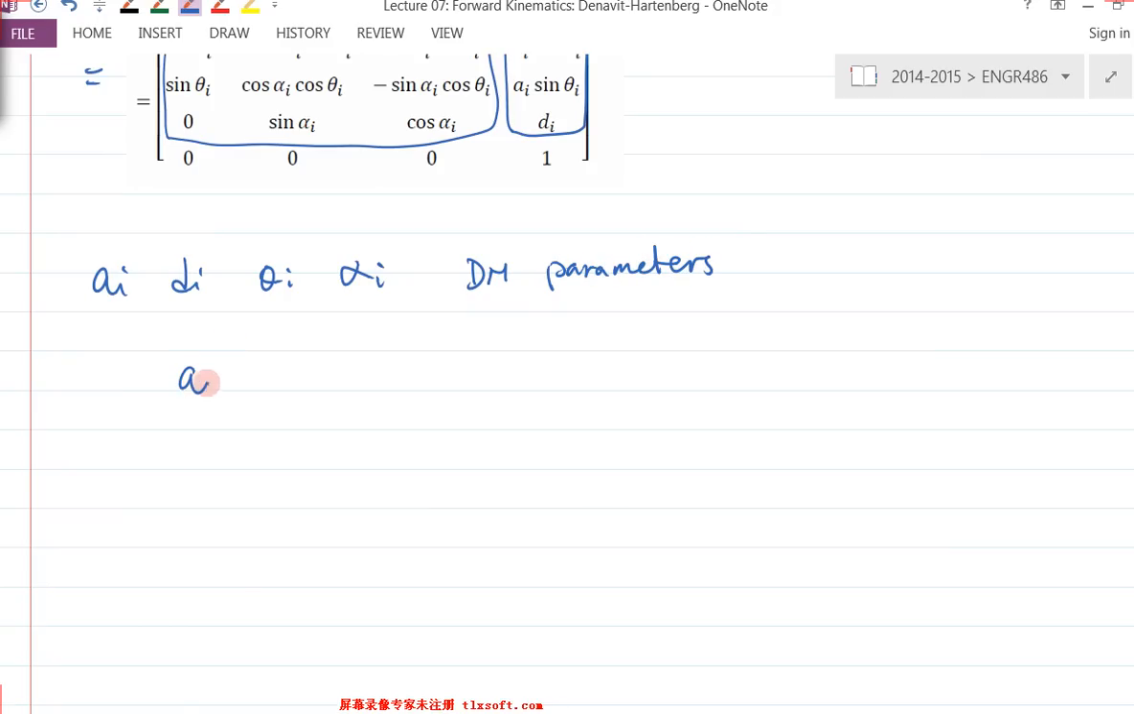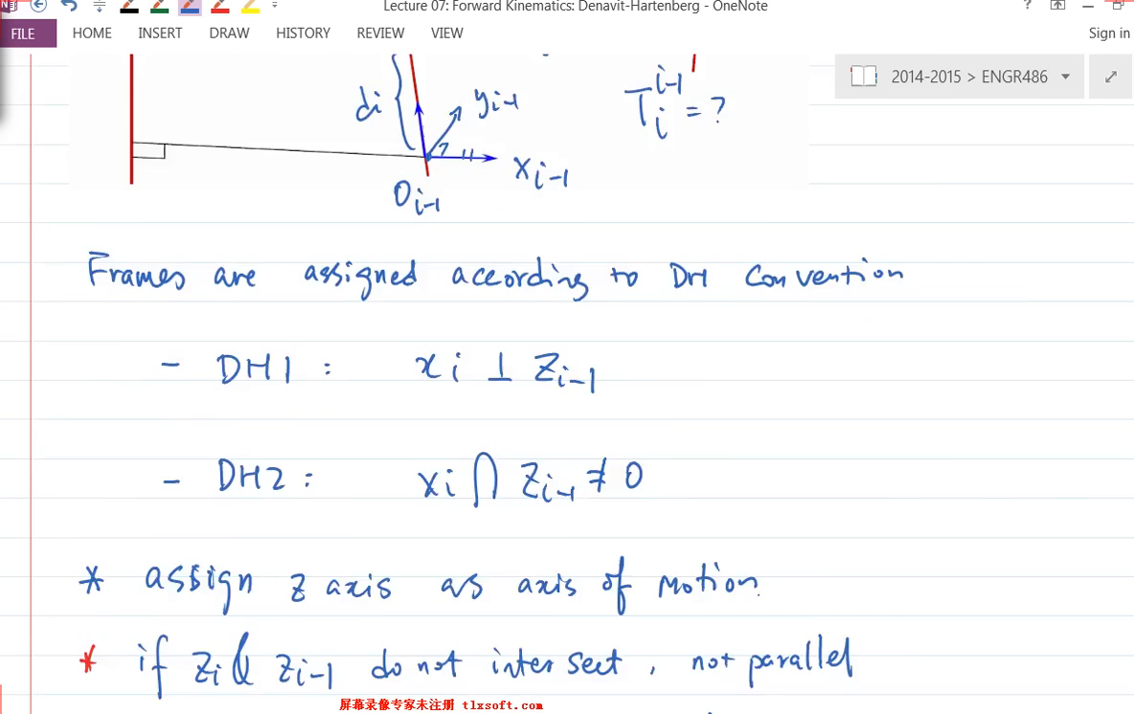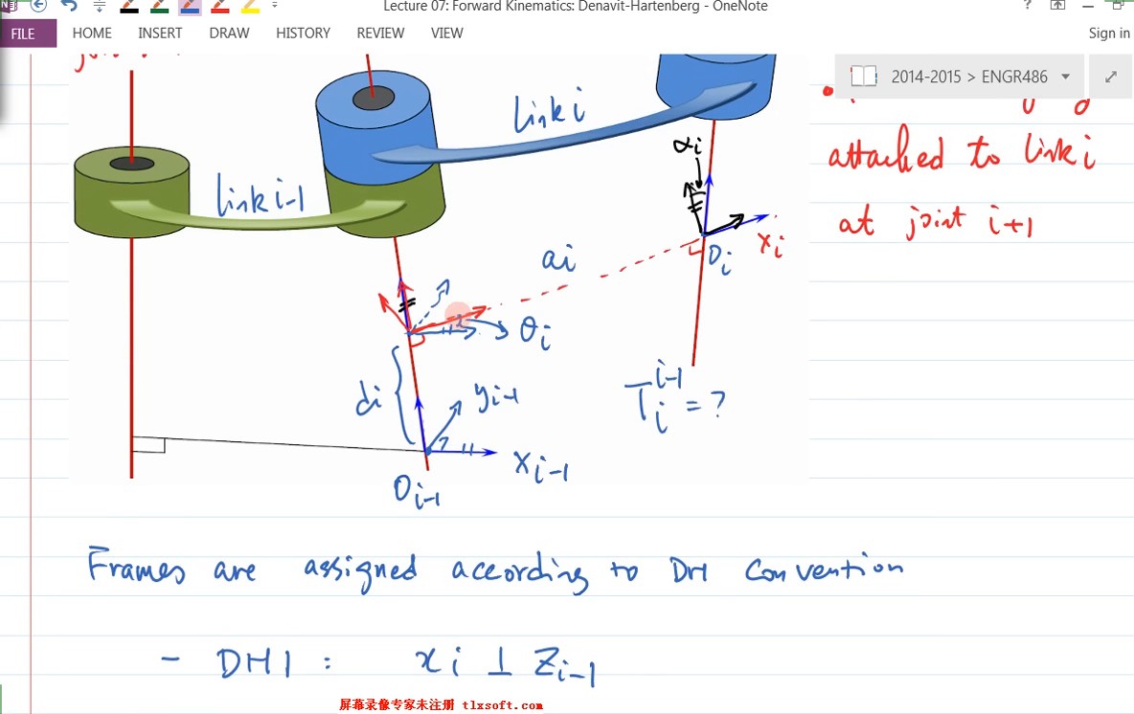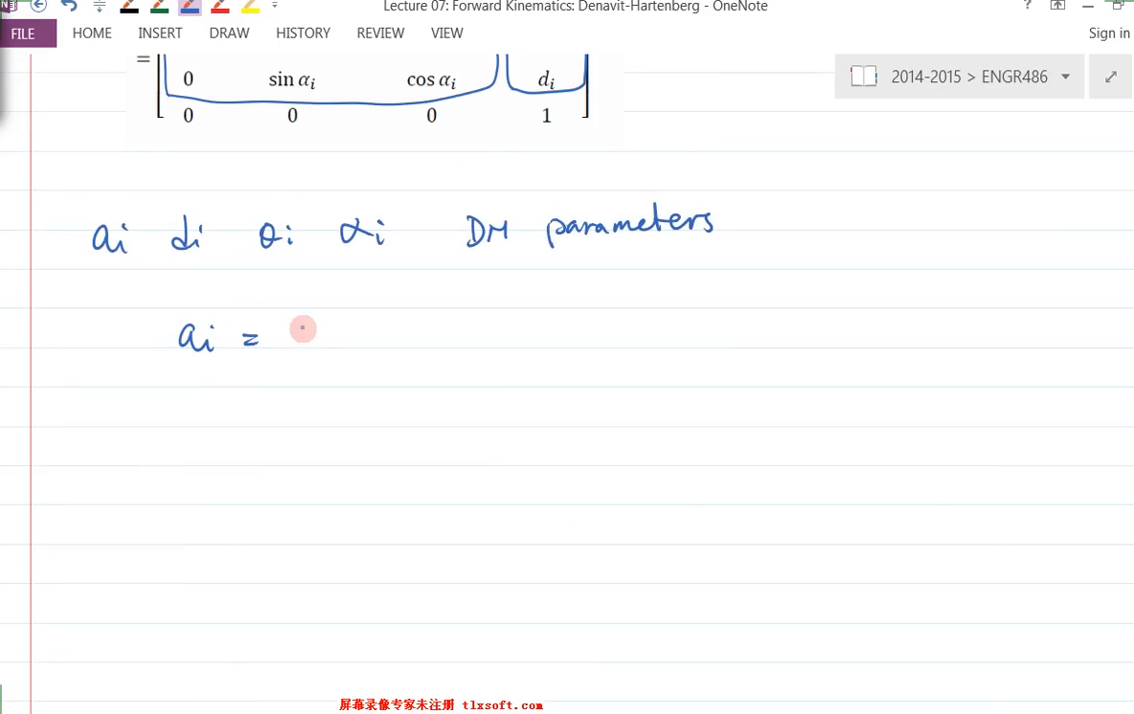So for example, a_i. How is a_i defined here? So a_i is actually what? The distance between these two non-parallel lines, those two skew lines. The shortest distance between these non-parallel lines, and along which axis? Along the x_i axis, right? That's what you see in the handout I'll give you, the summary here. So a_i is basically the distance from here to here along this x_i. That makes sense?